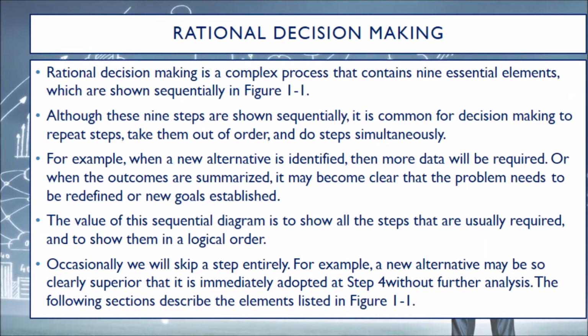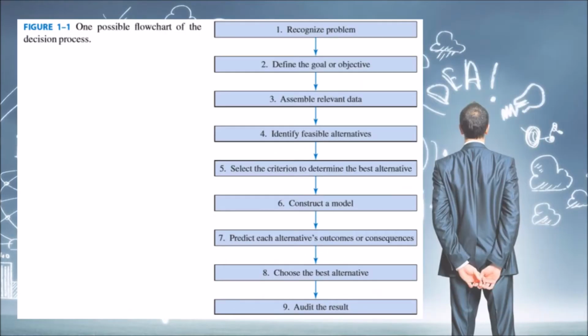Occasionally, we will skip a step entirely. For example, a new alternative may be so clearly superior that it is immediately adopted at step 4 without further analysis. The following sections describe the elements listed in figure 1-1. Okay, so here is figure 1-1. We have one possible flowchart for the decision process. So each of these steps ay i-discuss natin dito sa ating lecture.